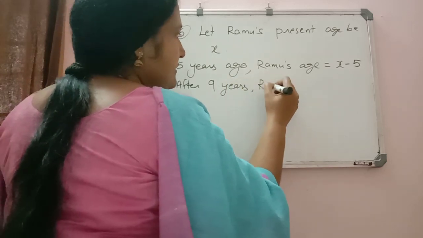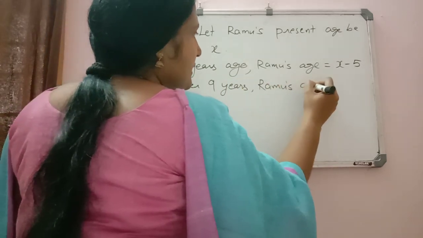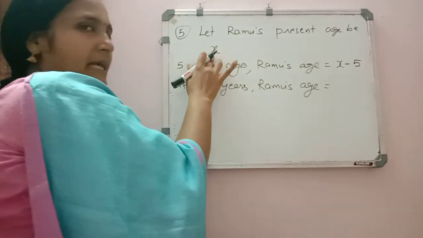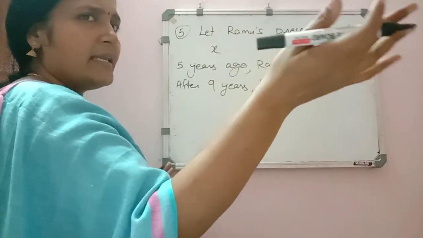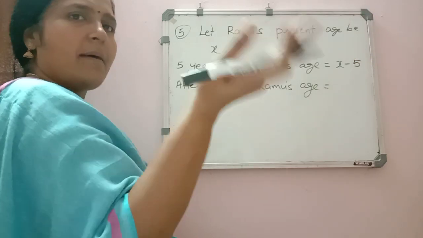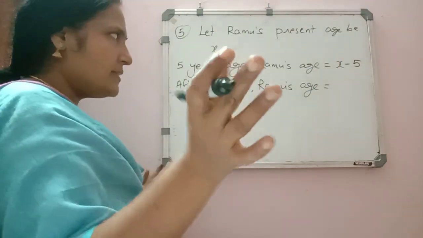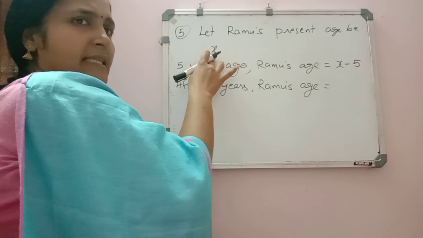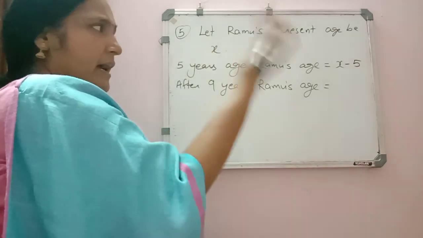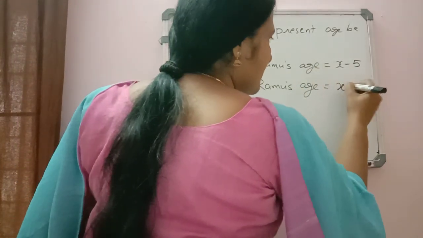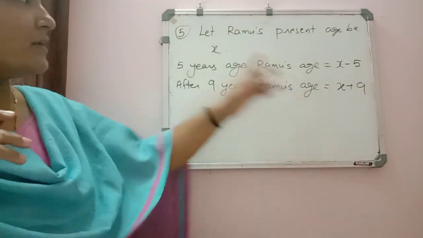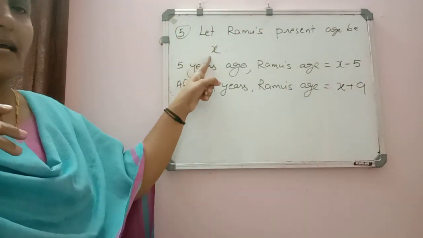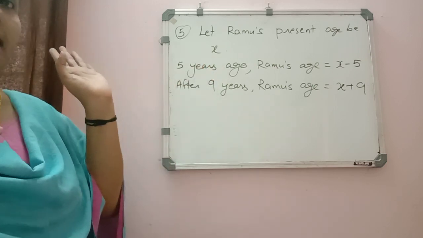After 9 years, Ramu's age is equal to... At present Ramu's age is x. At present if your age is 10 years, then after 9 years it will be equal to 10 plus 9, 19 years. In the same way, if Ramu's present age is x, then after 9 years it will be equal to x plus 9. All this information we got from what we assumed. We have taken Ramu's present age as x.